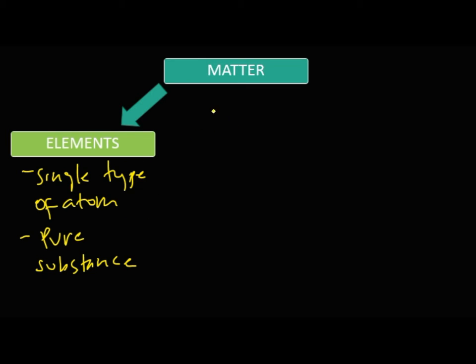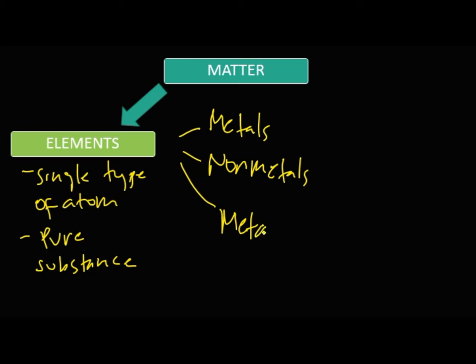Elements can be classified as metals, non-metals, and the other one is the metalloids. Metals are good conductors of heat and electricity, while non-metals are poor conductors of heat and electricity. Metalloids, on the other hand, have properties that fall intermediate between metals and non-metals. We will have a separate video for the properties of metals, non-metals and even metalloids. But for now, let's take a look at the periodic table.